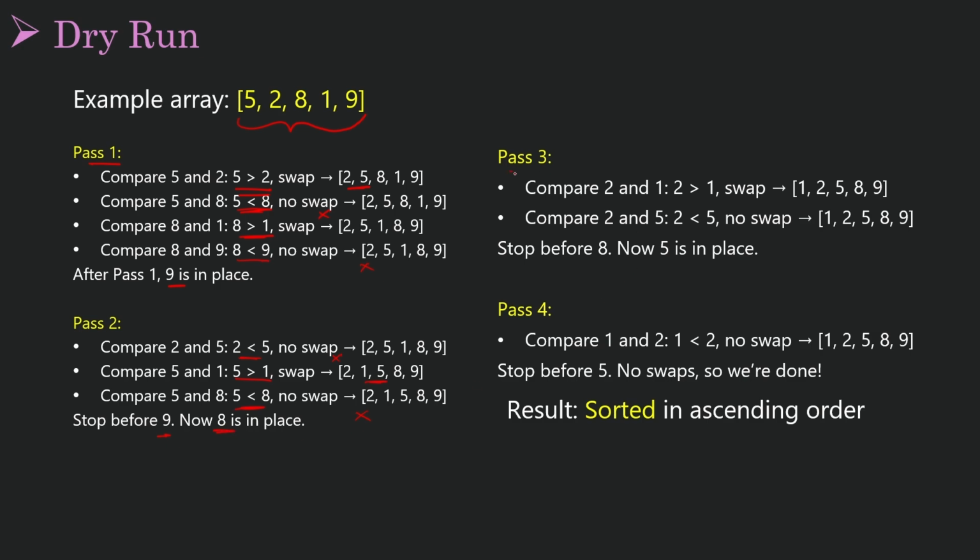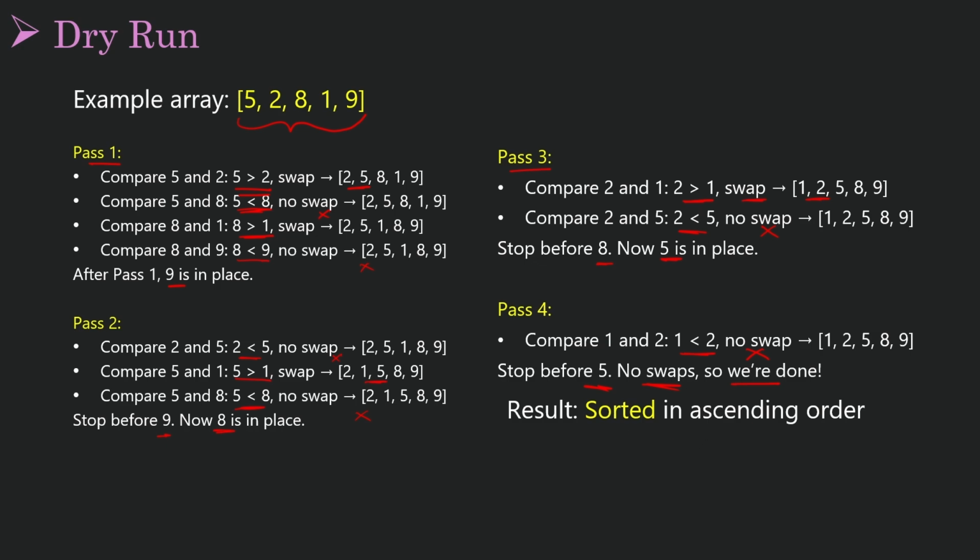Pass 3. Compare 2 and 1. 2 greater than 1. Swap. 1, 2, 5, 8, 9. Compare 2 and 5. 2 less than 5. No swap. 1, 2, 5, 8, 9. Stop before 8. Now 5 is in place. Pass 4. Compare 1 and 2. 1 less than 2. No swap. 1, 2, 5, 8, 9. Stop before 5. No swaps, so we're done. See how the largest numbers bubble to the right?